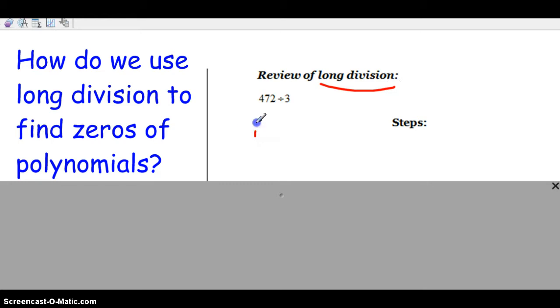If you wanted to divide a large number by a small number, I'm going to put the small number on the outside of the division symbol, and then I'm going to put 472 on the inside. What I'm going to do is look at the very first position, which is our hundreds position here. I'm wondering how many times does 3 go into 4? Or what is 4 divided by 3, right? So 4 divided by 3 is 1, and then there's a little bit of leftover. But I'm going to put how many times 3 actually does fit into 4.